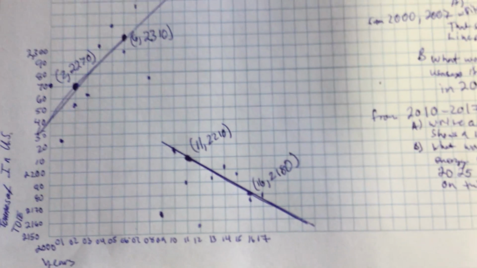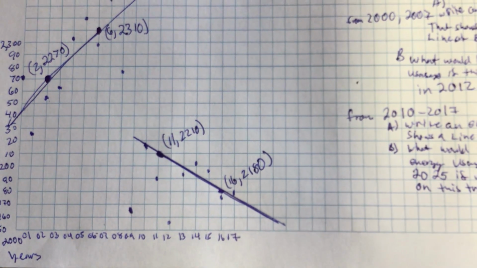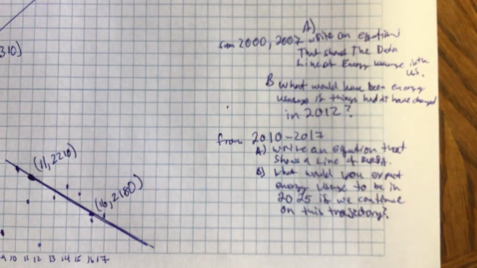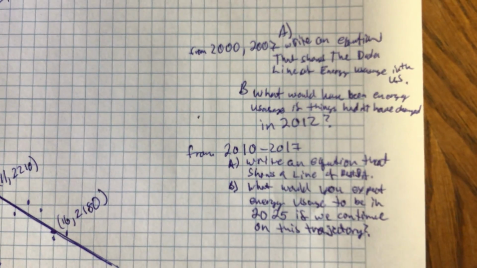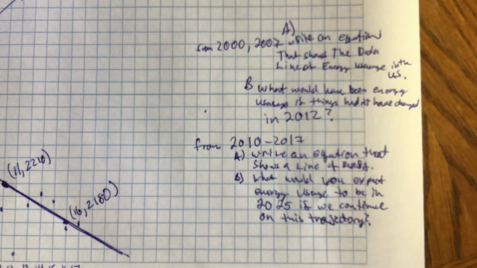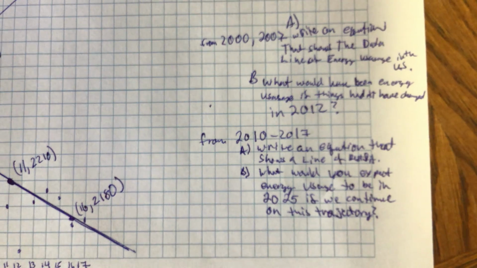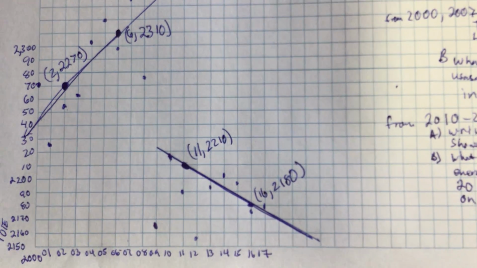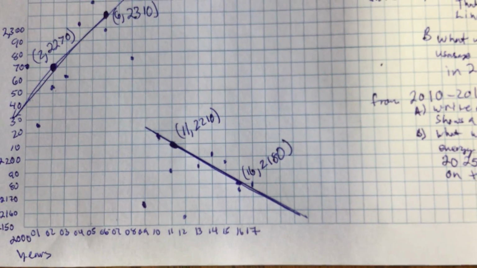This line of fit will match this data, (11, 2210) to (16, 2180). And those are the points I want you to use to write an equation that shows the line of best fit for the data from 2010 to 2017. And then what would you expect energy usage to be in 2025 if we continue on this line of trajectory? You're going to be surprised at how far down our energy usage may be by that time.